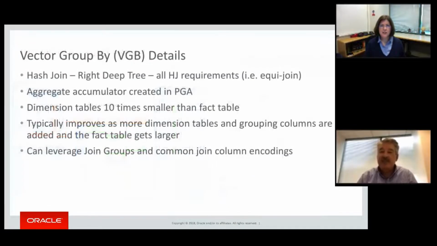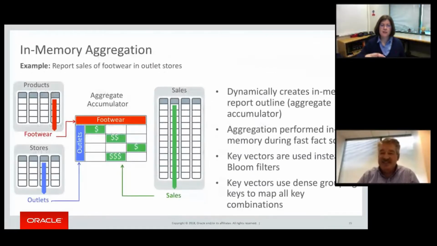So Andy, just so I'm clear, what you're telling us then with vector group by is that not only are we doing the join as part of the scan, which is the benefit we get from Bloom filters, but we're also keeping a running total or the aggregation going as part of that scan as well. So I've got a running total going as part of the scan. I'm doing the joins as part of the scan. So effectively, once I've scanned the sales table, the query's done?